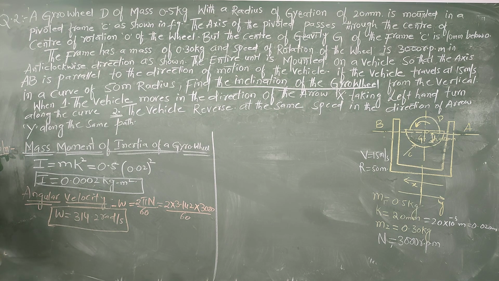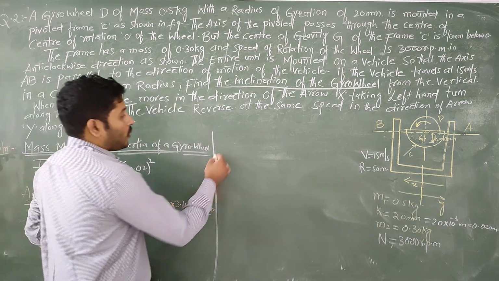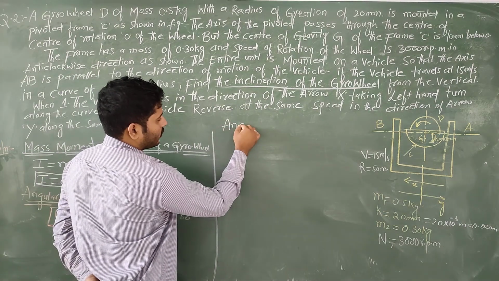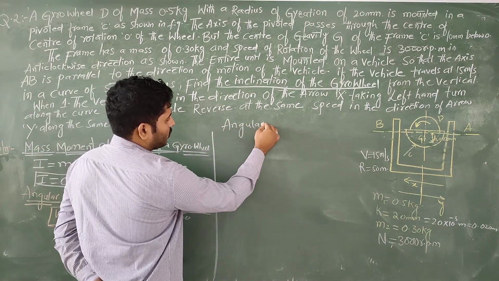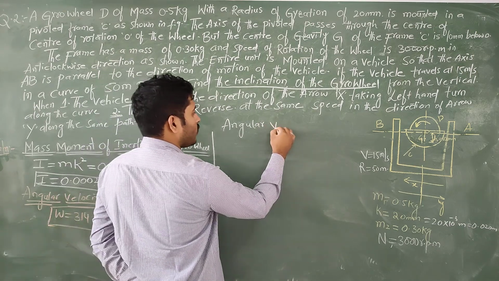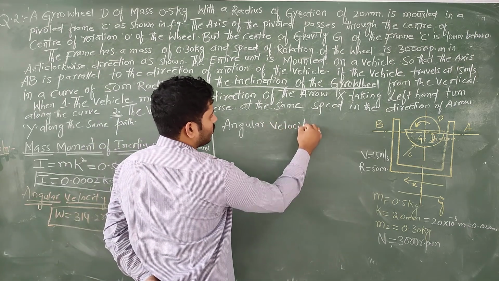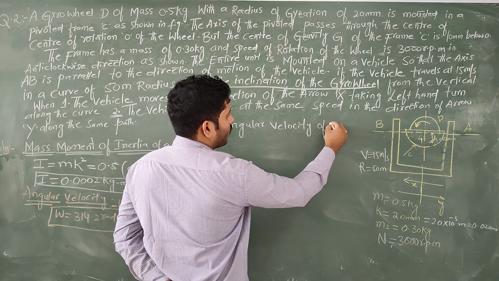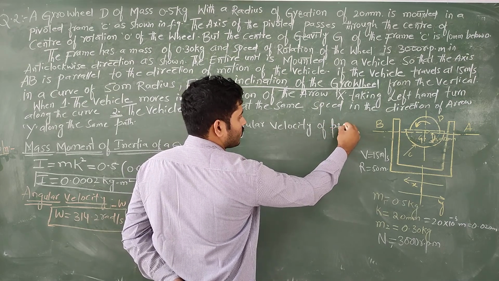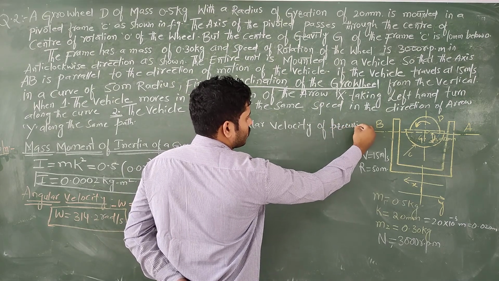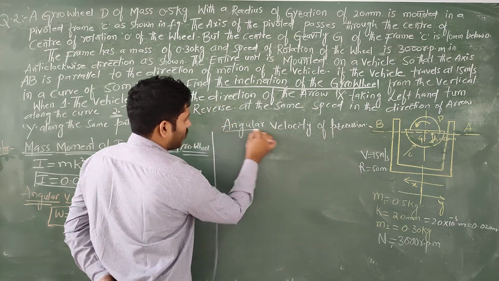That is the value of omega. After that, we need to find out the angular velocity of precession.